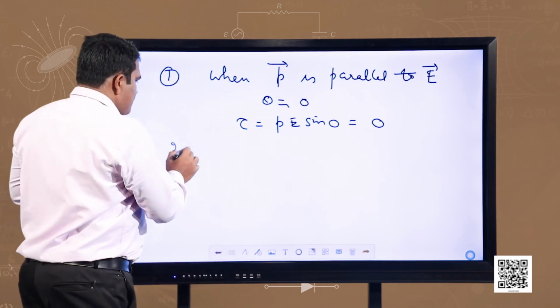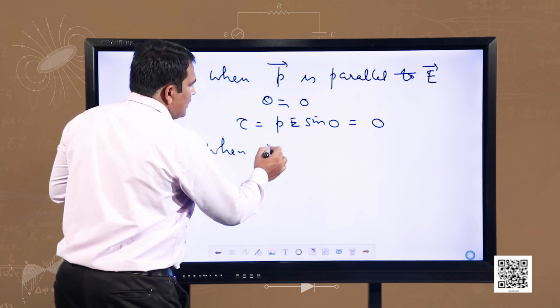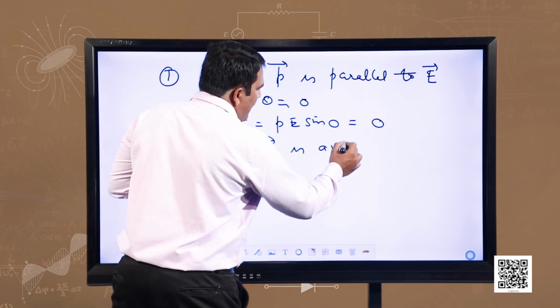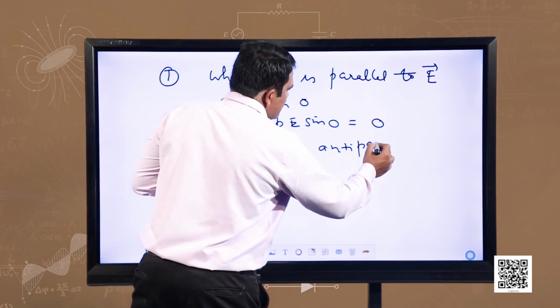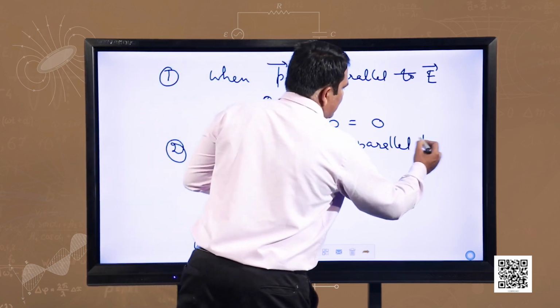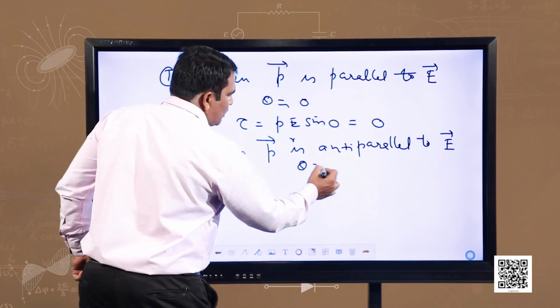Number 2, when electric dipole moment vector P is anti-parallel to electric field, that is theta is equal to 180 degree.